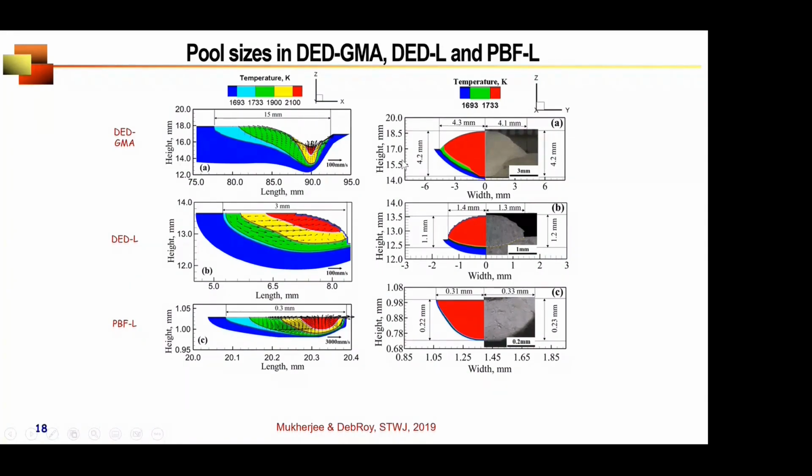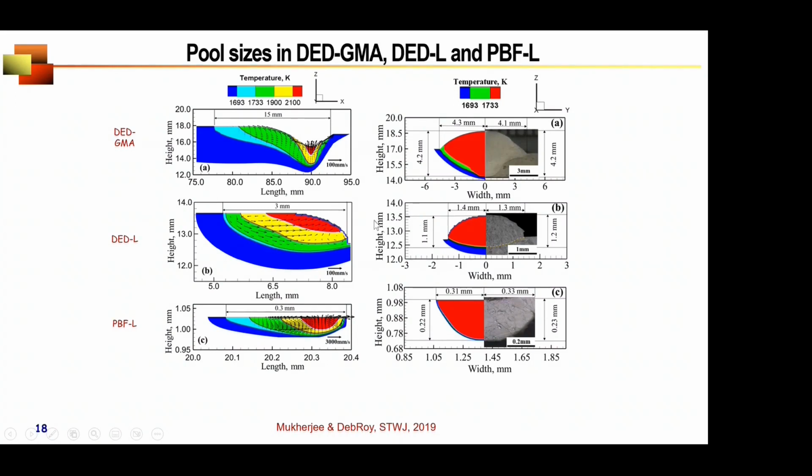But the most important thing here are the dimensions. These are not drawn to scale. The dimension of the pool is much larger. Look at this, half width is about 4.1 millimeter, whereas in this particular case, at the lower one, where we are showing powder bed fusion laser, the half width is only about 1/3 of a millimeter.